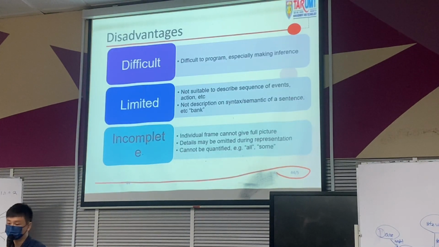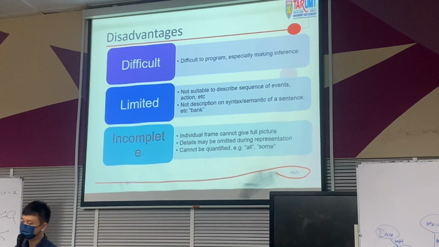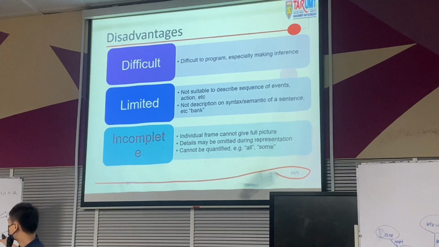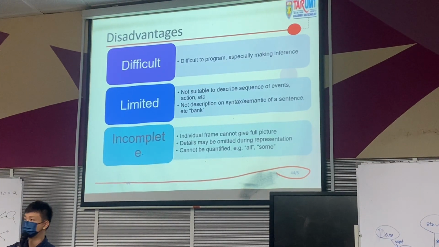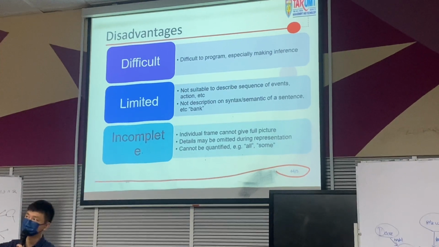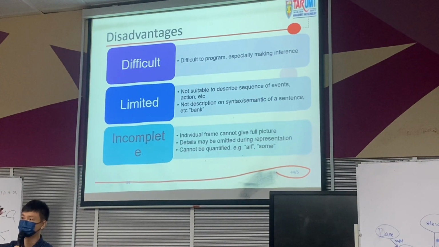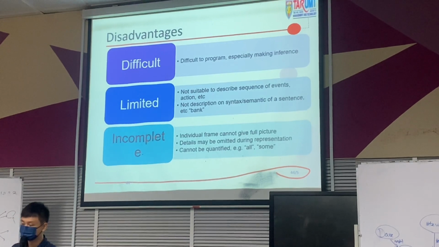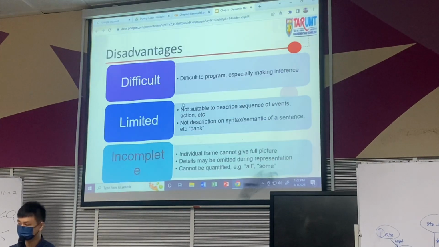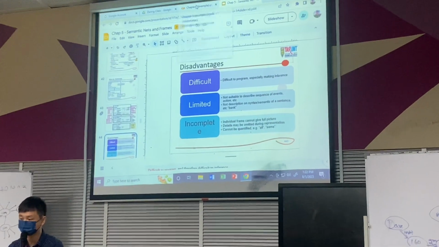So what are the disadvantages of frames? It is very difficult to program, especially making inference. Unlike the semantic network, which is easy to make inference. What was Simon just now? Simon has no... So look at the map, then you know what properties Simon has. But with this frame, it's very difficult to make inference. So this is one example of how I can create the frames in Python.